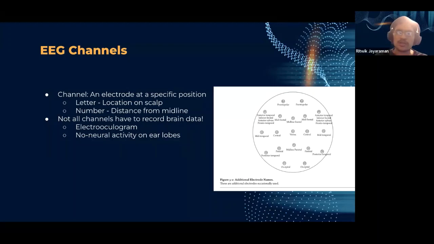It is important to mention, though, that not all channels have to record brain data, although most of them typically do. Examples of these are things such as the electrooculogram or EOG. This is used to record eye movement since they can cause deviations in electric potential, which are easily seen and noticed on EEG data. Another one is no neural activity on earlobes. So this is when you place electrodes there to capture any activity which is non-neural. This is especially helpful because when you are filtering the data, as will be discussed later, you can just filter out based on the activity recorded by these electrodes.